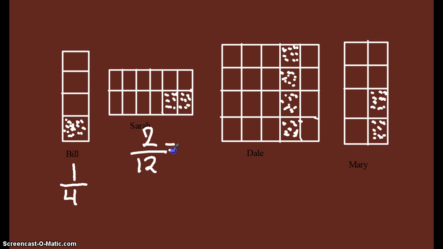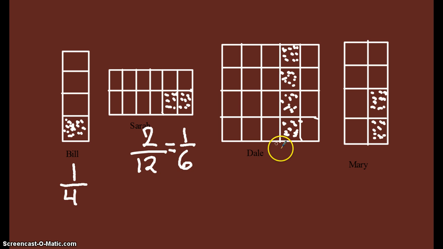Now, I'm going to reduce that, and the way that we reduce fractions to simplest terms is we divide both the numerator and the denominator by the greatest common factor of the two numbers. In this case, we have a 2 and we have a 12. The greatest common factor of 2 and 12 is 2. So if I divide the numerator by 2, that's going to give me 1, because 2 divided by 2 is 1. And if I divide the denominator 12 by 2, it's going to give me 6. So I can say that 1/6 of Sarah's patch is polka dots.